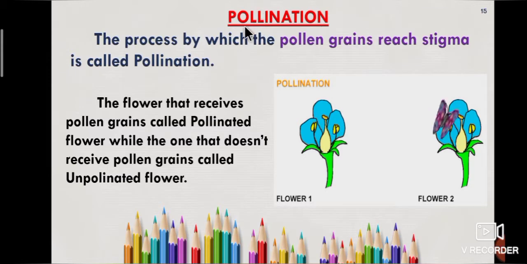Now we are going to study about pollination. The process by which the pollen grains reach the stigma is called pollination. The flower that receives pollen grains is called a pollinated flower, while the one that does not receive pollen grains is called an unpollinated flower.